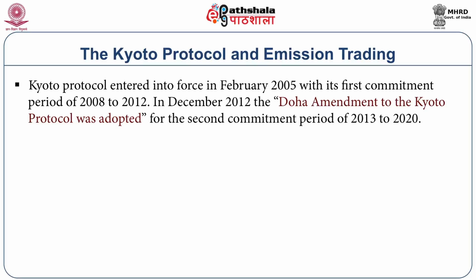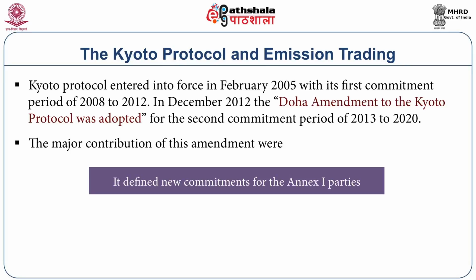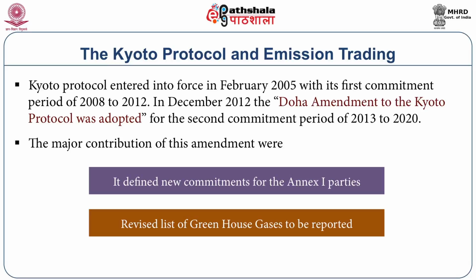In December 2012, the Doha Agreement to the Kyoto Protocol was adopted for the second commitment period of 2013 to 2020. The major contributions of this amendment were: A. It defined new commitments for the Annex 1 parties, and B. It revised the list of greenhouse gases to be reported.